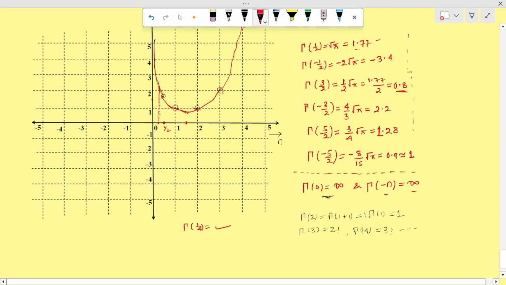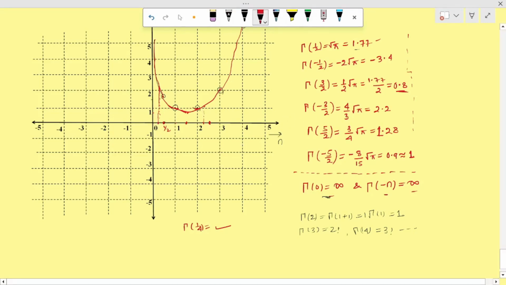Because this value is 0.8, right? Likewise 2.5 means 5 by 2, gamma 5 by 2. So for any value in between, if we want to find out, from this graph we can easily evaluate it. Now we are going to move towards the left side of this graph, that means the negative side.